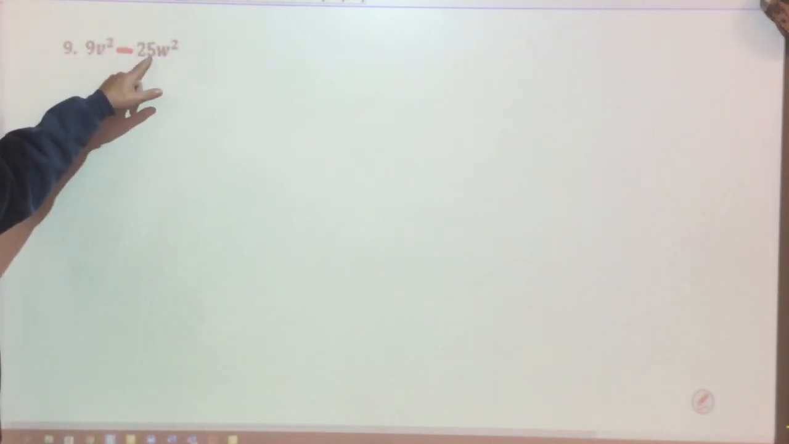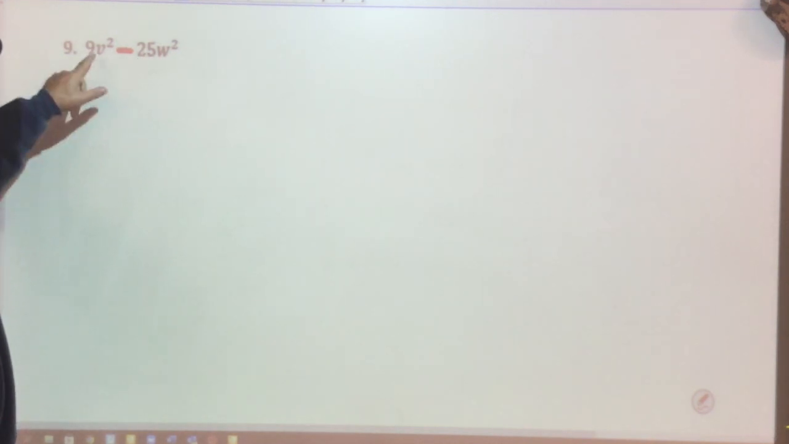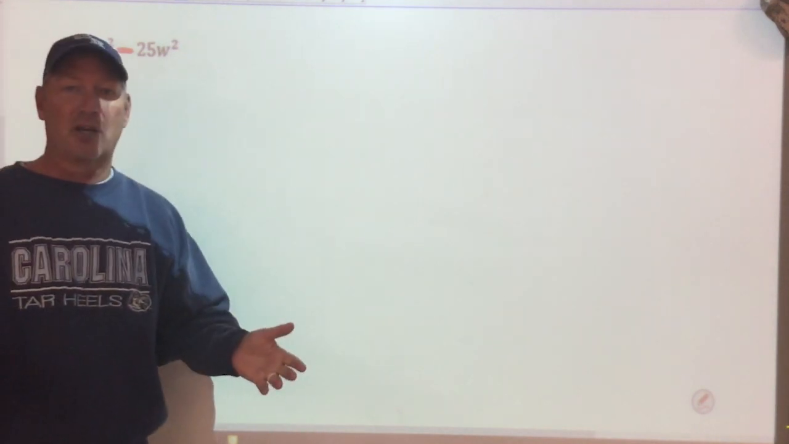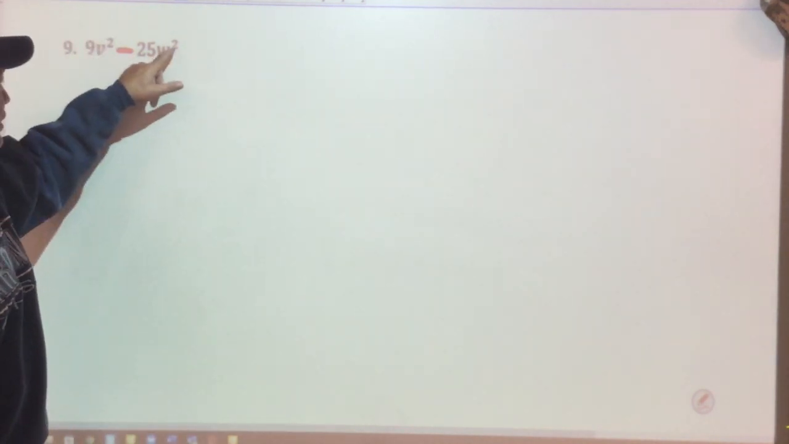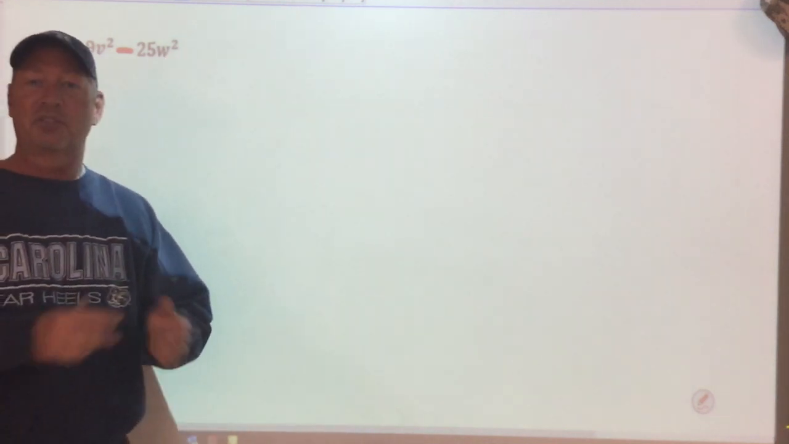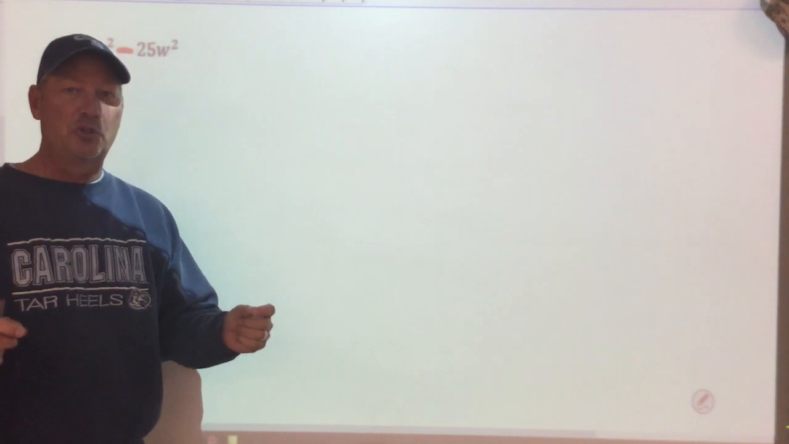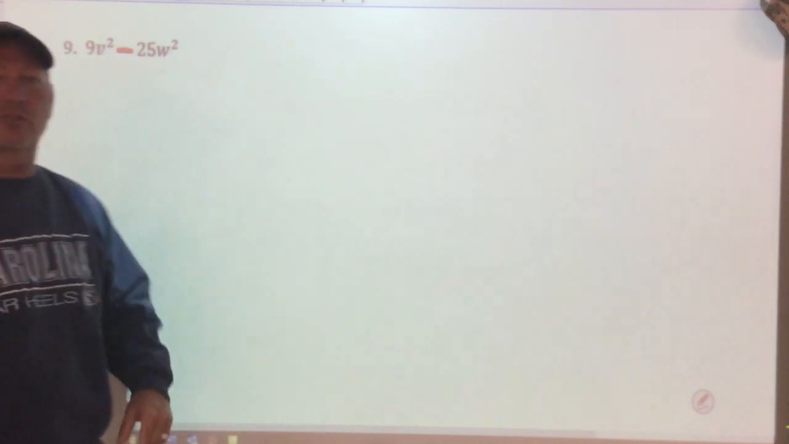9, 25. No, they don't have a number in common. V squared, W squared. I don't have any variables in common, but look at your exponents. These are squares. They're not cubes. So this is not the difference of 2 cubes, but this is probably going to be the difference of 2 squares. Because what? Is 9 a square? Sure, 9 is a square.